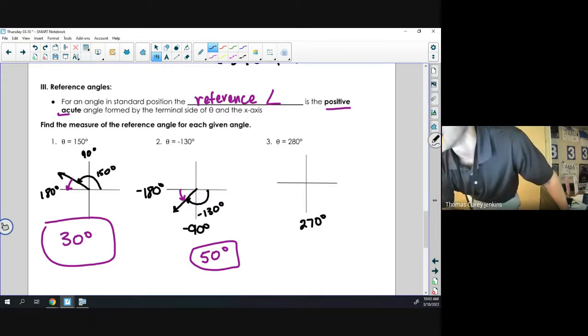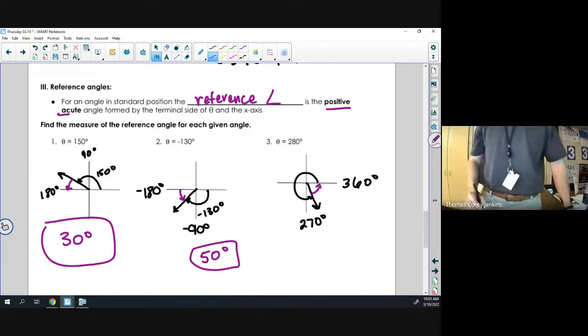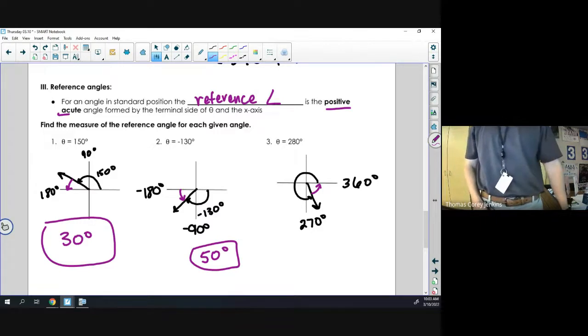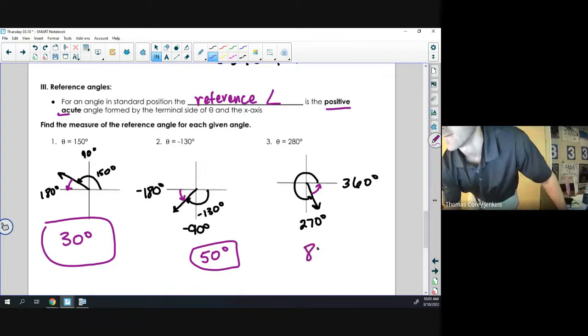It's going to be between 270 and 360, so just barely past 270. We'll call it about right there. All right, so again, thinking about my reference angle, if I want to be positive, I'm going to keep going in that same direction from the reference angle. I was 80 degrees short of the full rotation there, so that's going to be an 80-degree reference angle.